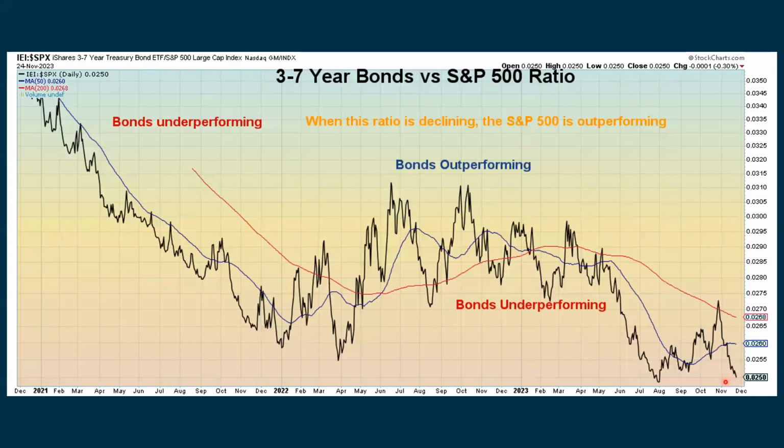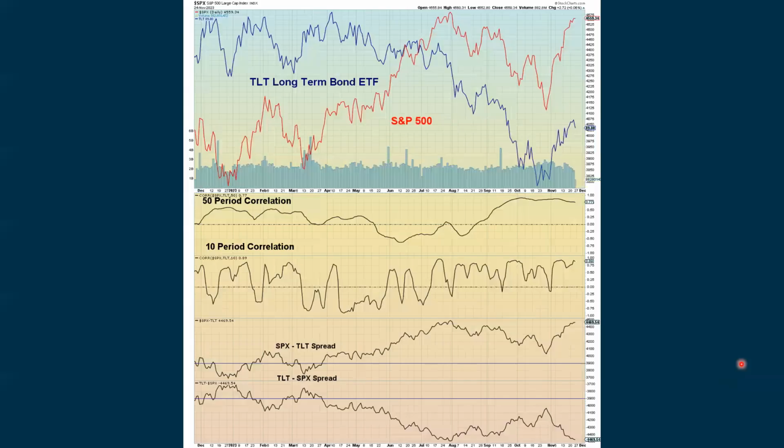Then we keep an eye on bonds. This is the 3 to 7 year bond, and then we do a ratio between it and the S&P 500. When this is going down the way it has been, that means that bonds are underperforming stocks. Then we look at the TLT, which is the long-term bond ETF, and we compare it to the S&P 500. And longer term, based on 50 periods, they have a pretty strong correlated relationship. They may both be going up or down, but they tend to go in the same direction at the same time. And in the short term, based on 10 periods, they also have a tendency to go in the same direction. On the bottom are just two different ways of measuring the spread between the TLT and the S&P.